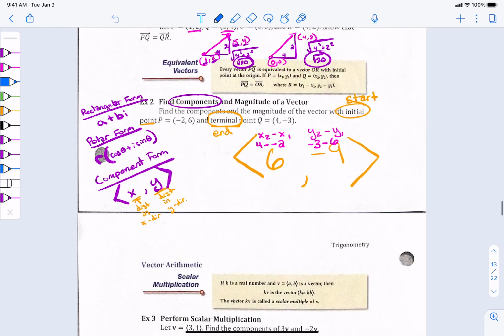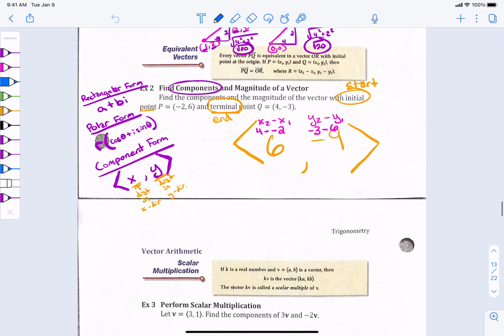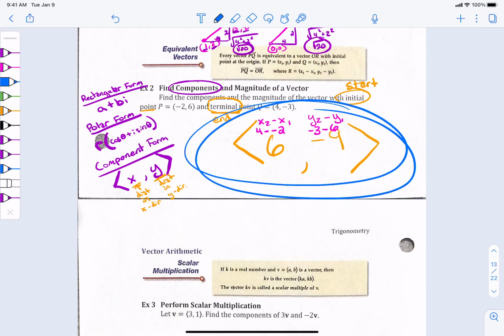Remember that we skip over section 10.4, so we're talking about vectors. And we finished up example 2, talking about component form, which is just in the triangular brackets. It basically is saying from the start of your vector to the end of your vector, you're going 6 units in the x direction and negative 9 units in the y direction. So that means 6 units to the right and 9 units down. That's exactly what that's saying, okay?